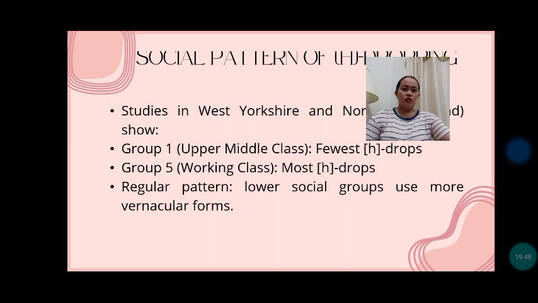Next, the social pattern of H dropping. Studies in places like West Yorkshire and Norwich, England also found similar results. So the pattern was consistent. The upper middle class dropped the fewest H sounds, while the working class dropped the most. This regular pattern tells us that pronunciation often reflects class distinctions very clearly.